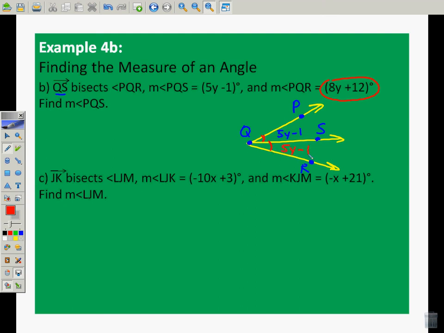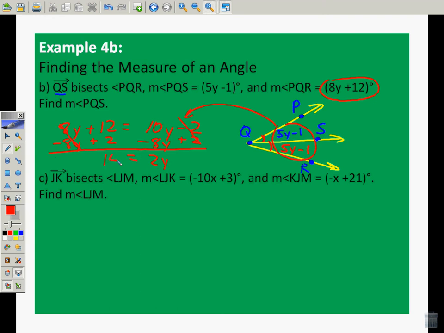If that's 5y minus 1, well then what am I saying? I'm saying the whole thing, 8y plus 12, is equal to the two of those together, so 10y minus 2, right? Because both of those together are this one. Okay? Now, let's go ahead and simplify. I'm going to add here. I'm going to subtract here. What do I end up with? This goes away. This is gone. 2y is equal to 14.